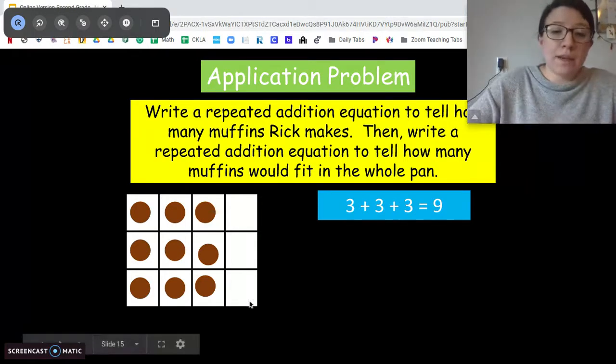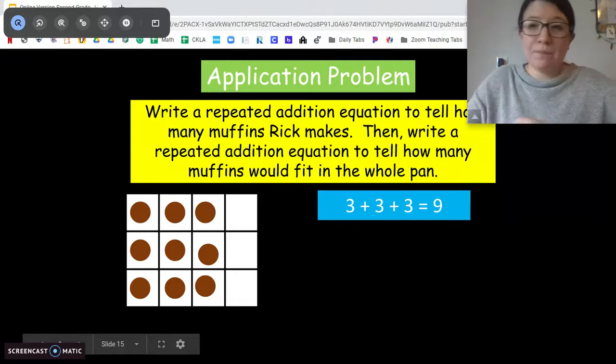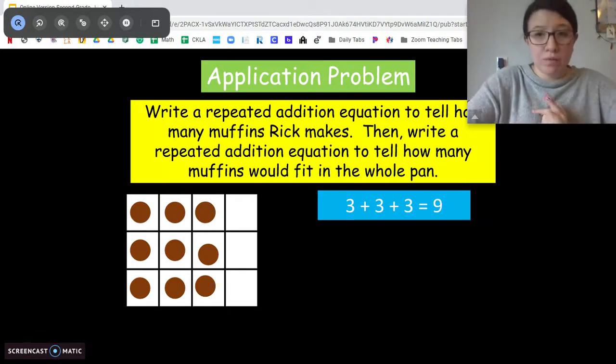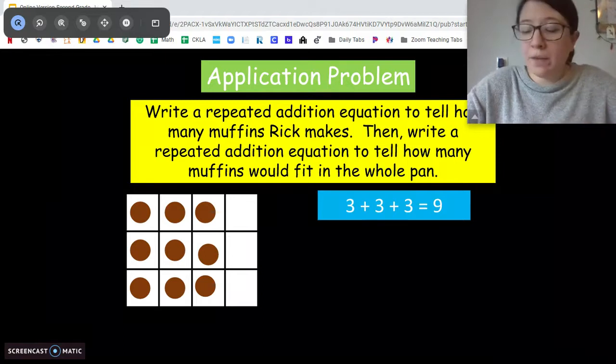So he has 1 empty here. So we have 3, 3, 3, 3. What would be our next addition sentence? You could do it by columns or you could do it by rows. I want you to write a repeated addition sentence to tell me how many muffins would fit the whole pan.